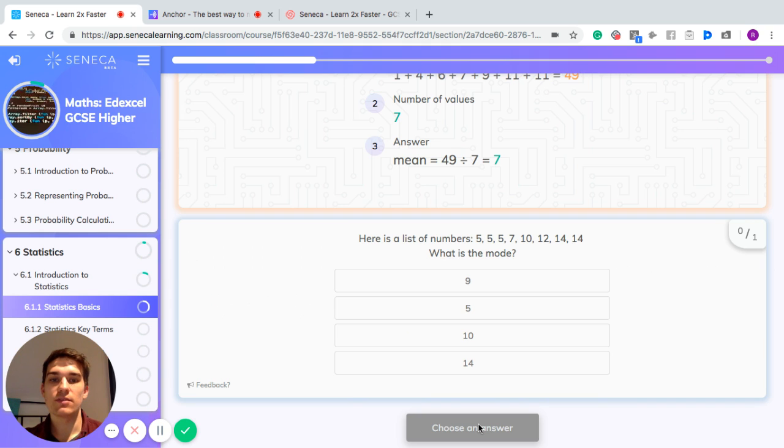Now here's another list of numbers. See if you can get this one. We've got 5, 5, 5, 7, 10, 12, 14, and 14. And if you want to find out the mode of that set of data, remember you're looking for the most common value. Now there are 3 5s and there are 2 14s, and there's 1 of every other number. So the most common value, or the mode, is 5.